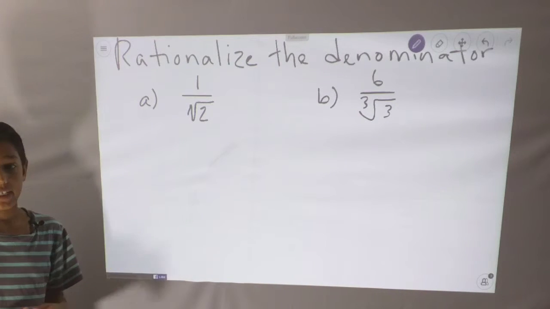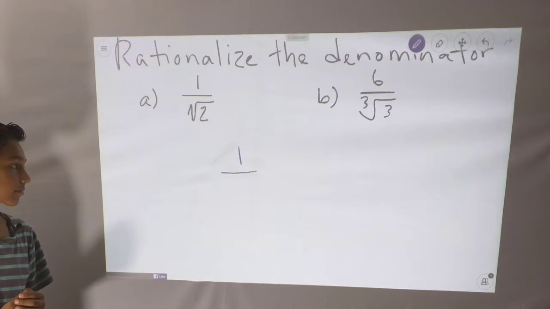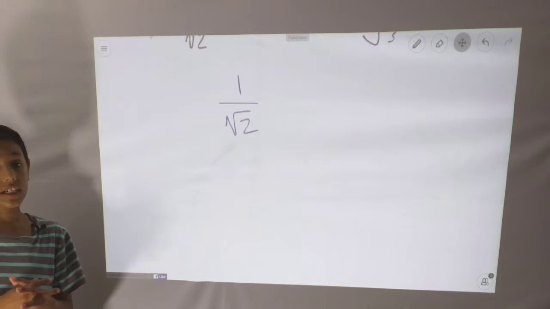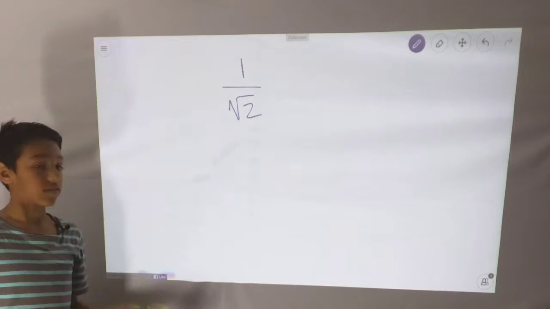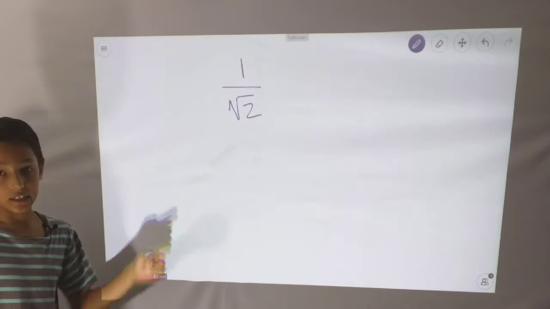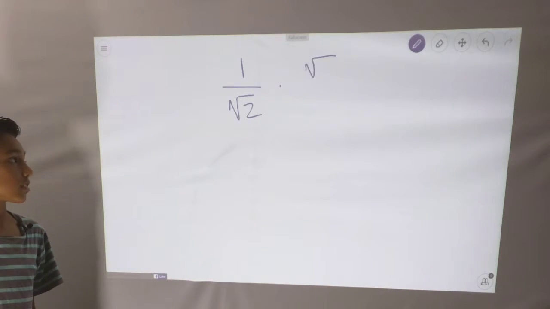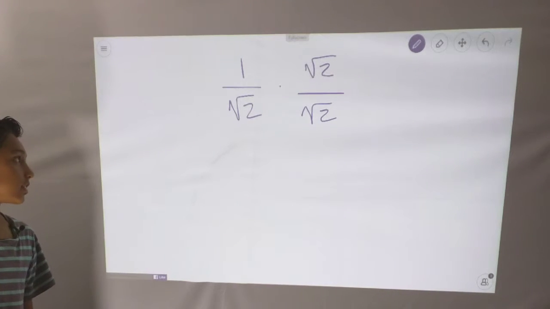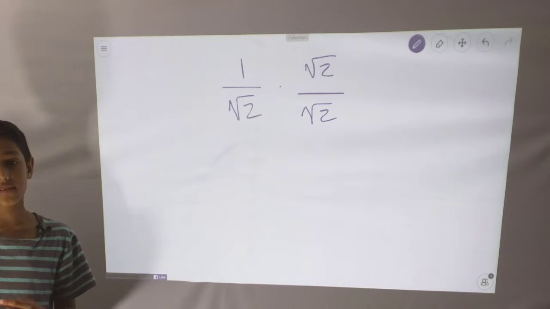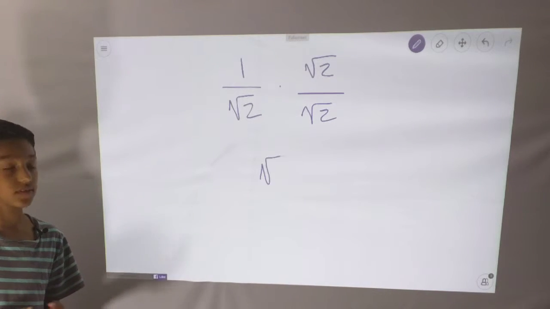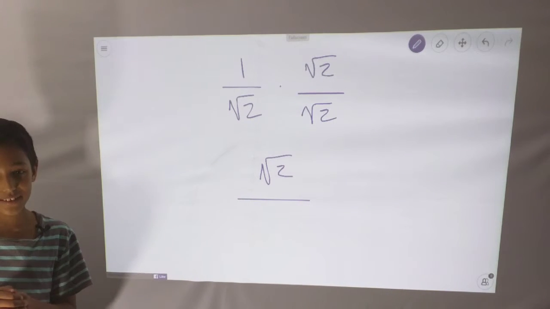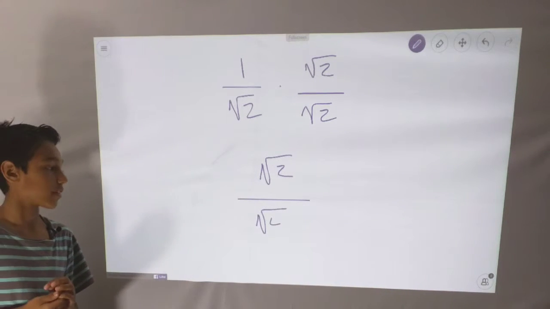So let's start with A. 1 over the square root of 2. To get rid of the radical in the denominator, we multiply by the square root of 2 over the square root of 2, times 1 over the square root of 2. So 1 times the square root of 2 is just the square root of 2. And the square root of 2 times the square root of 2 is the square root of 4.